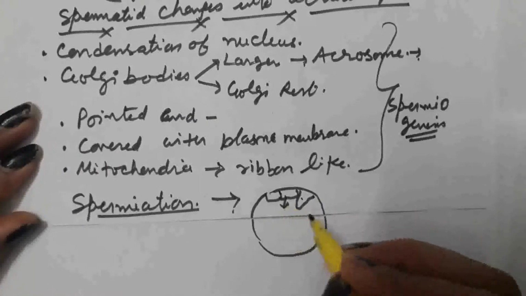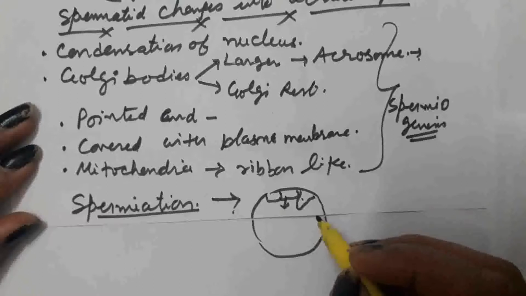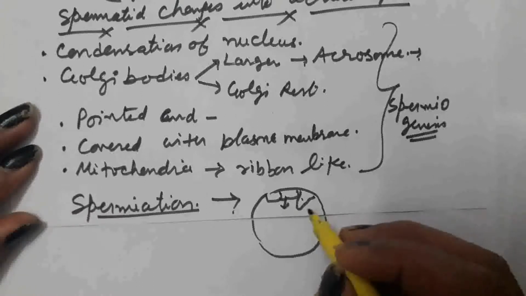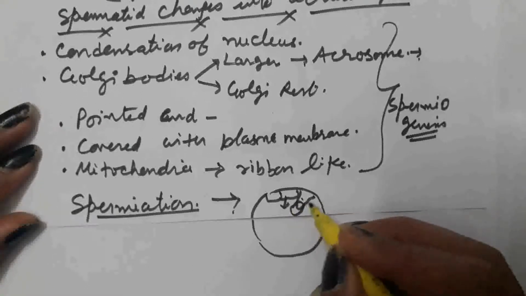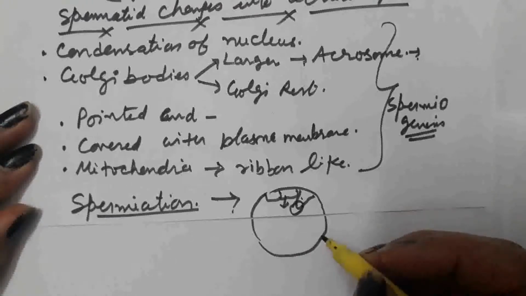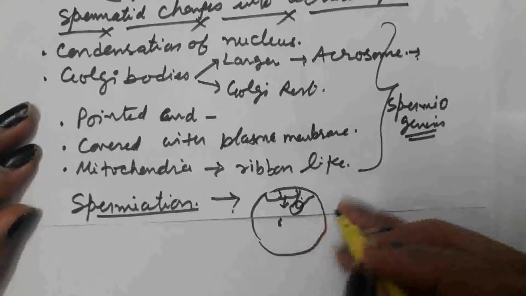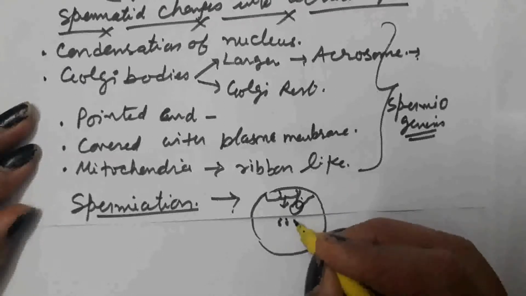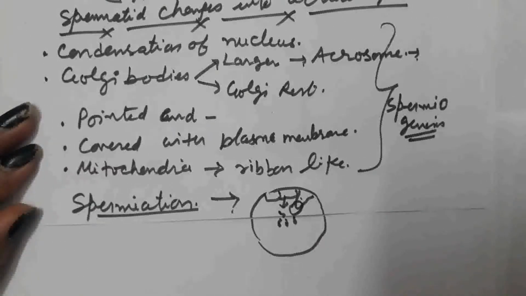When the first division takes place in the germ cell and new cells are produced, the cells are embedded in the Sertoli cells and gain nourishment during their development. And after the complete formation, the sperm is released from the Sertoli cells into the cavity of the seminiferous tubule. This process is known as spermiation, that is the release of sperm from the Sertoli cells after maturation.